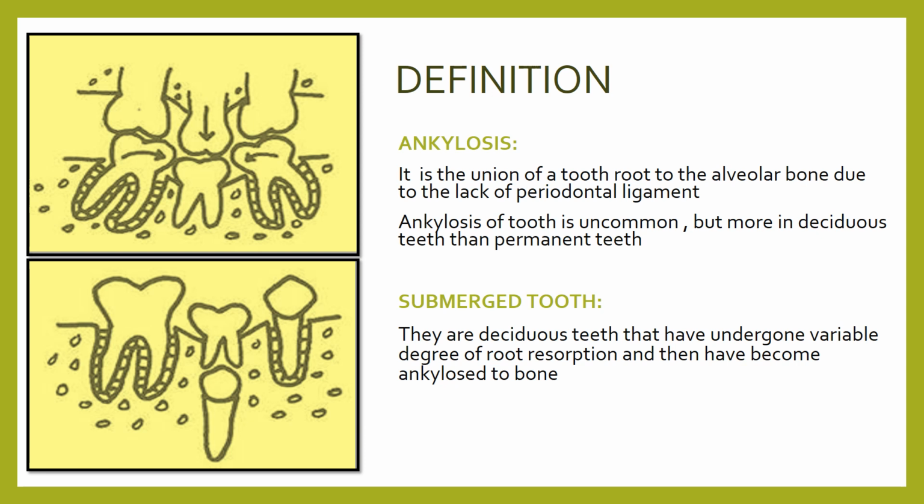Ankylosis is the union of a tooth root to the alveolar bone due to the lack of periodontal ligament. Ankylosis of tooth is uncommon, but it's more common in deciduous tooth than permanent tooth. Okay, so is it normal to have it? How does it even happen? Will it harm me? Well, I'll tell you about it.